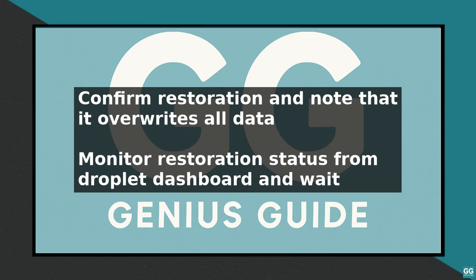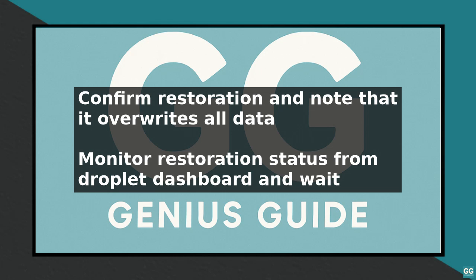It is also possible to restore a backup to a new droplet, rather than overwriting an existing one. To do this, click on the Create drop-down menu at the top of the DigitalOcean control panel and select Droplet. Then, click on the Restore from Backup option and select the backup you want to restore.